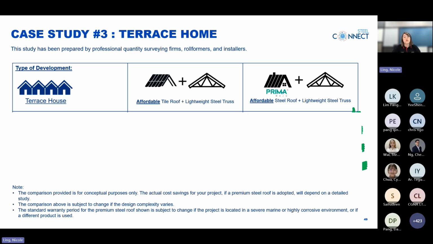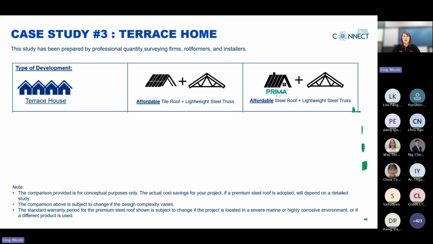Terrace homes with affordable tile roofs generally require 1.25 days for truss installation and another 1.5 days for roof installation. With steel roofing, installation is complete in just 1 day for trusses and 1 day for roofing. Faster construction means faster handover. Projects can complete on time.